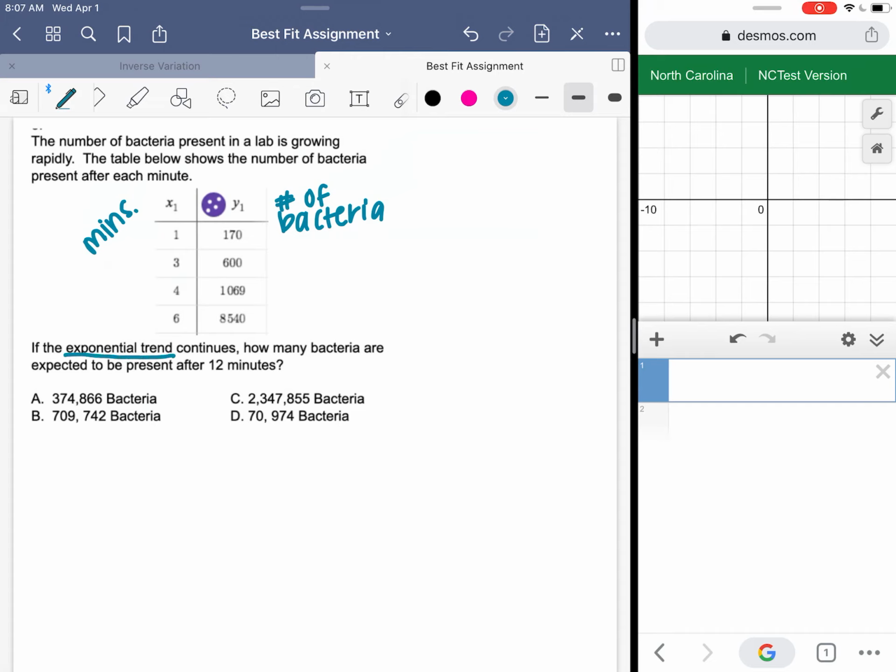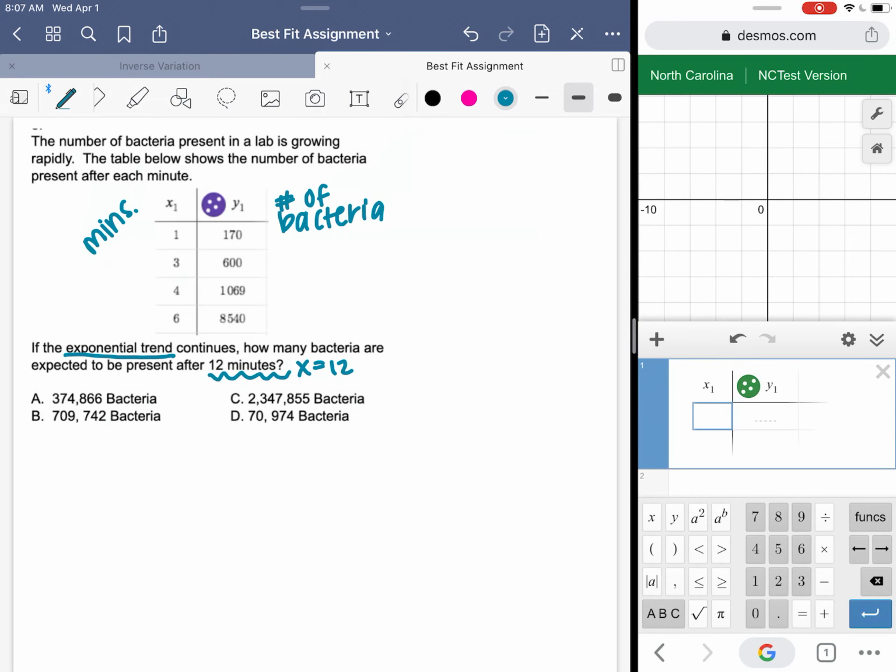All right, so if this exponential trend continues, how many bacteria would be present after 12 minutes? So 12 minutes would be your X value. And we're told that this is exponential. So we can find the exponential model for this by putting this table into Desmos.